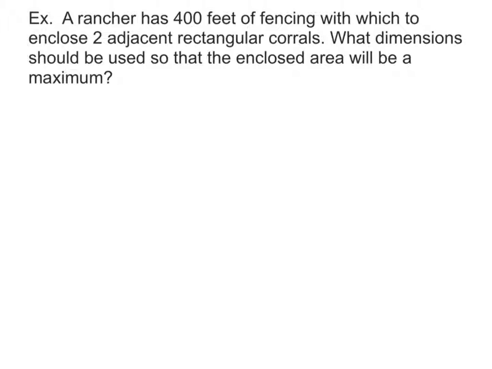Let's try one like this. Here's an example. It says a rancher has 400 feet of fencing with which to enclose 2 adjacent rectangular corrals. We want to know what dimensions should be used so that the enclosed area will be a maximum. Well, let's think about what we have here. We've got 2 corrals. So sometimes it's good to make a sketch. 2 corrals that are adjacent that are going to be rectangles. So I'll have 1 corral there, and I'll have 1 corral here. And he has 400 feet of fencing in which to do this.